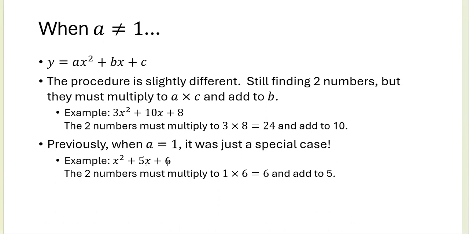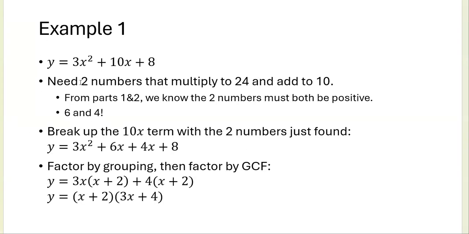And this is the example here. x squared plus 5x plus 6. In the previous parts, we just said we want two numbers that multiply to 6 and add to 5. If we do this more general procedure, we want two numbers that multiply to 6 times 1, which is 6 still. And then we want them to add to 5. So once again, what we did previously is just a special case of this more general procedure we're going to do now. All right, example 1. 3x squared plus 10x plus 8. So we want two numbers that multiply to 3 times 8, which is 24, and they add to 10.